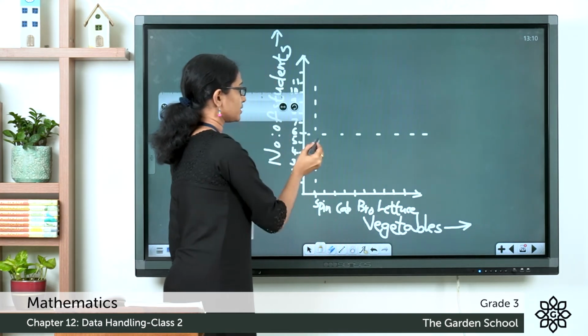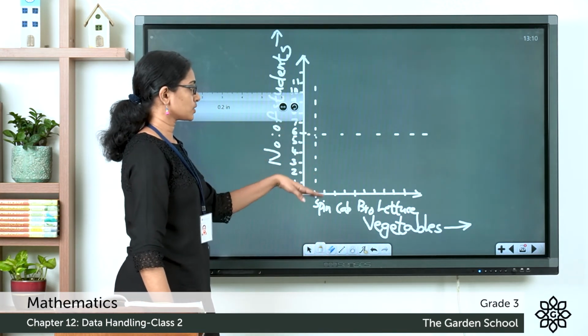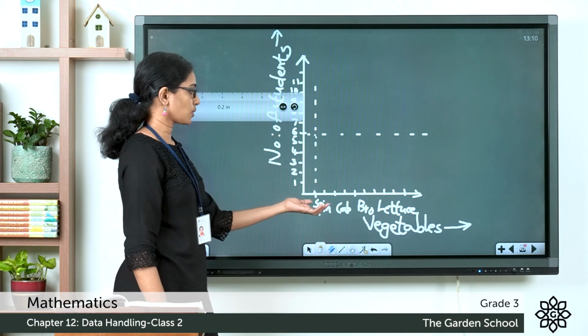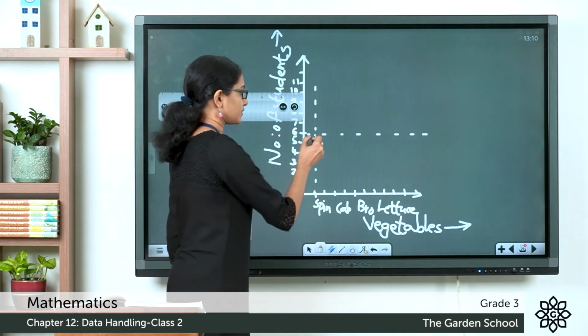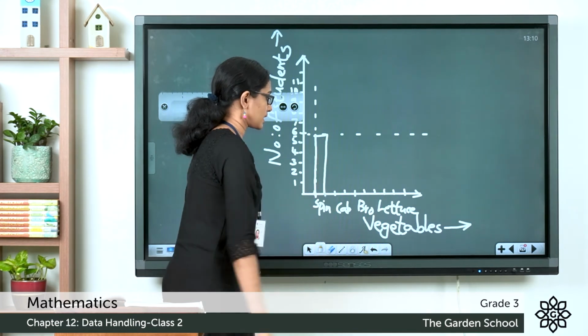So you see the point where these two lines intersect. So till there you have to draw the first rectangular bar corresponding to spinach. So you can draw using your ruler and pencil. I am going to draw a rectangle here.